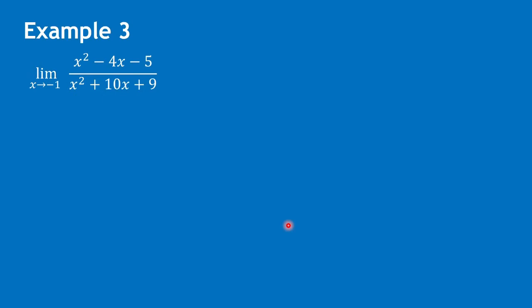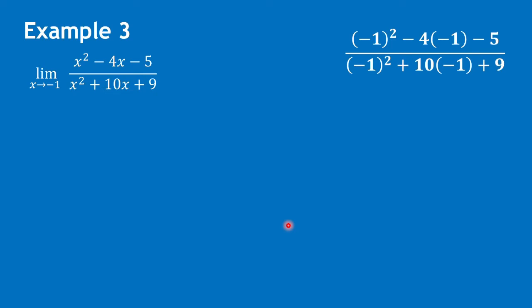For example 3, the given is x squared minus 4x minus 5 all over x squared plus 10x plus 9 as x approaches -1. Let us show again that this is really in indeterminate form by substituting -1 to the x in our function. So we have -1 squared is 1, -4 times -1 is +4, minus 5, over -1 squared is 1, 10 times -1 is -10, plus 9.